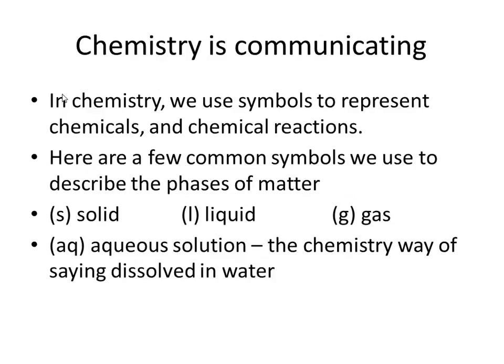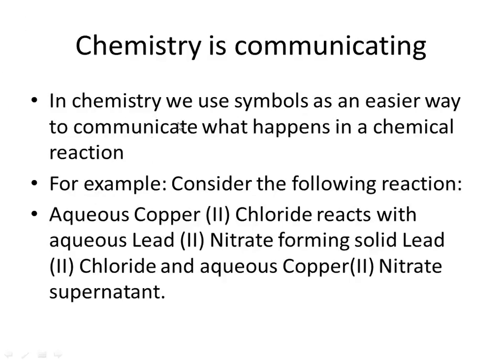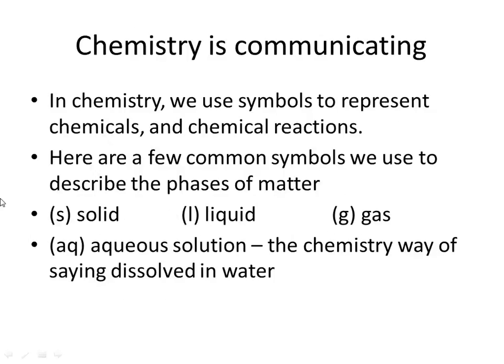These are also a few things that we use in communicating chemistry. We use symbols to represent the different phases or physical states. We can also use other symbols as an easy way to communicate what's going on in a reaction. For instance, these are some common symbols we use to describe the phases of matter, sometimes referred to as the physical form or physical state.